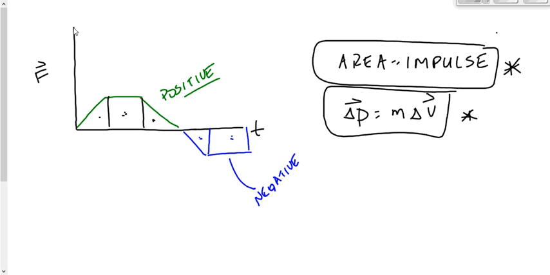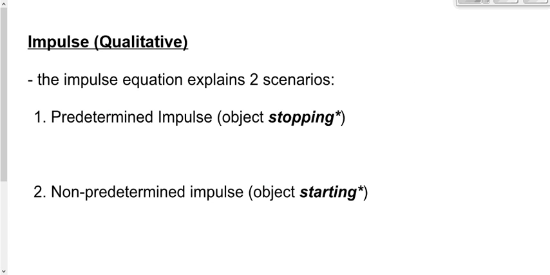All right, that's all I want to do with that today. We'll spend a little bit more time going over our homework on force versus time graphs tomorrow. Today, what I want to do is spend a little bit of time talking about some qualitative implications of impulse, which is going to lead us nicely into the activity that we're going to do in just a few moments here.